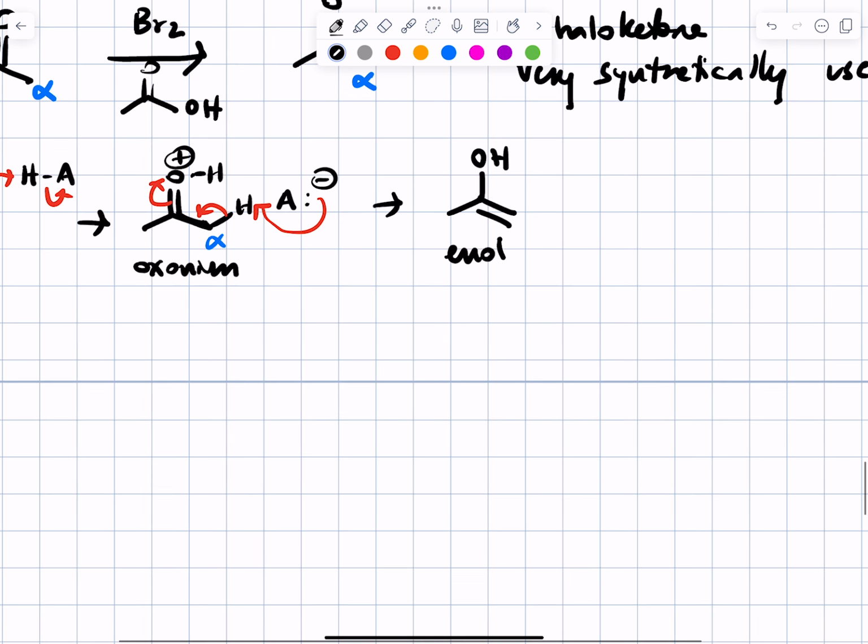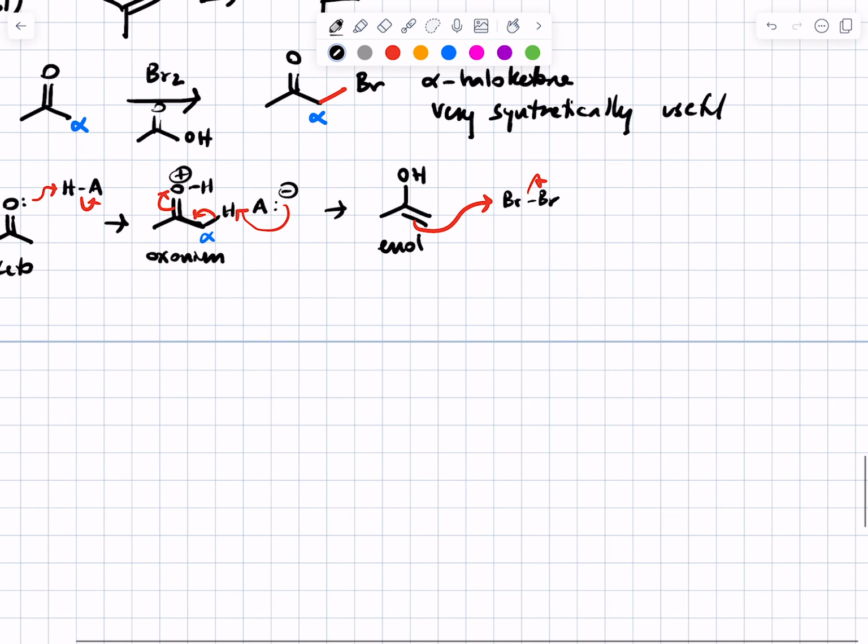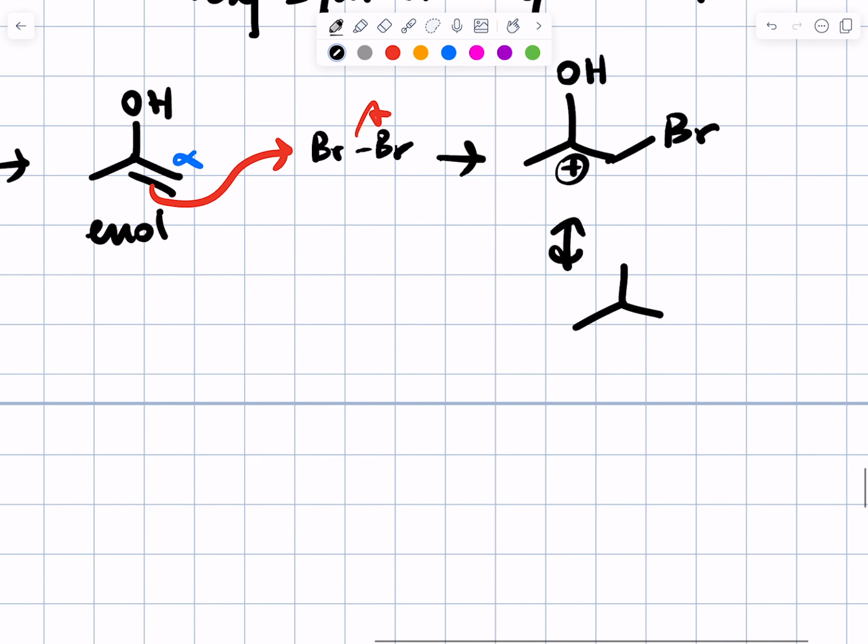Then you can draw the next step in a couple of different ways, but an easy way is to have the pi bond attack Br2 to create a new sigma bond between the alpha carbon and Br. We're doing that so that the positive charge can be on what used to be the carbonyl carbon, where it is stabilized by resonance with lone pairs on the carbonyl oxygen.